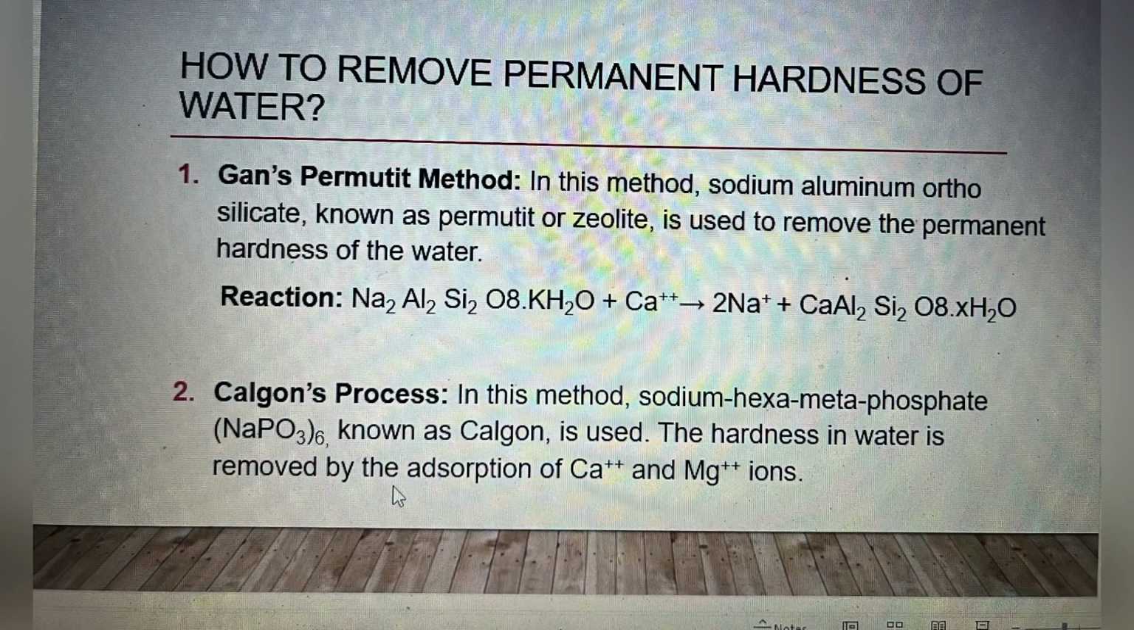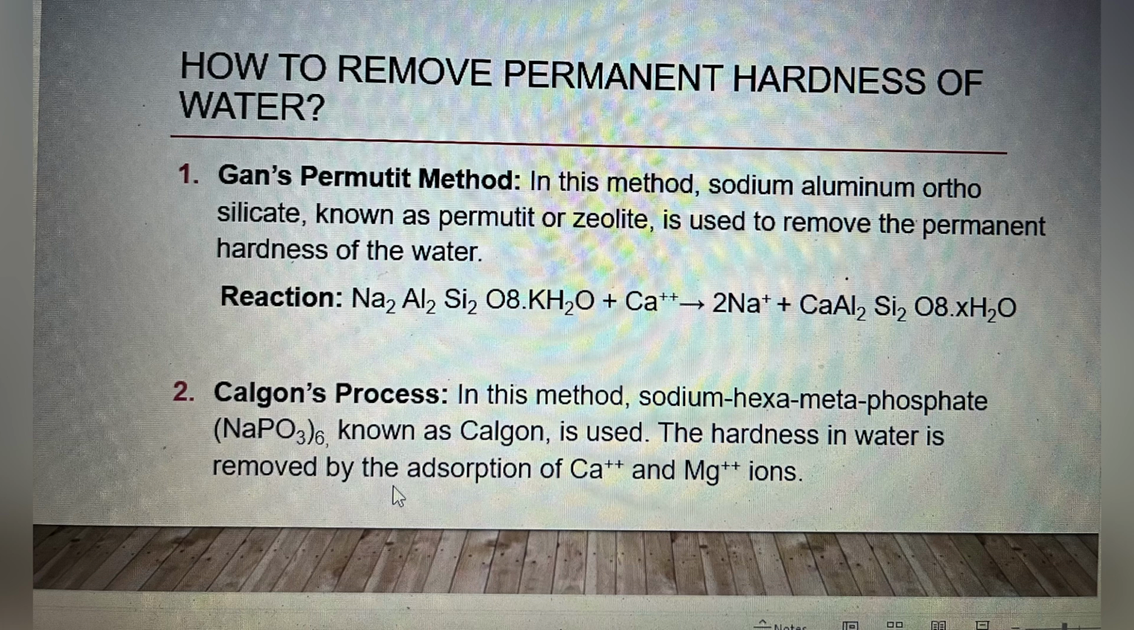Now, how to remove permanent hardness of water? Number 1 process is the permutit method. In this method, sodium aluminium orthosilicate, Na2Al2Si2O8, which is also called zeolite, is used to remove the permanent hardness of water. The reaction is Na2Al2Si2O8 with x molecules of water plus calcium 2+ ions gives 2 sodium plus calcium aluminium silicate x water.